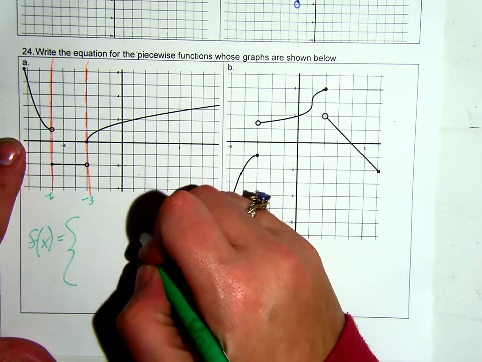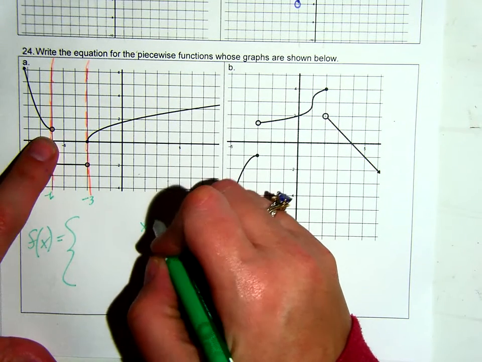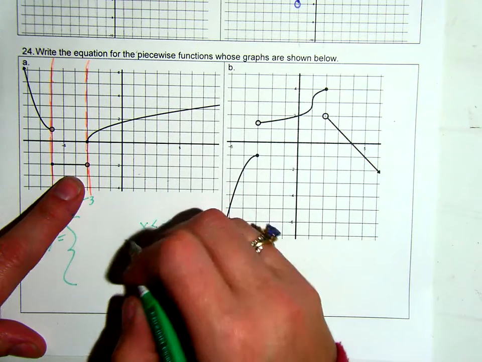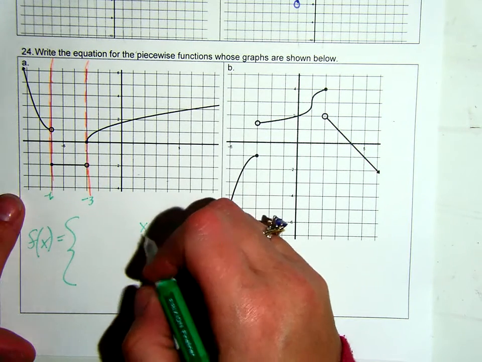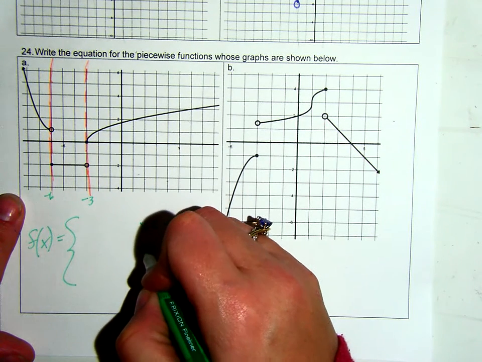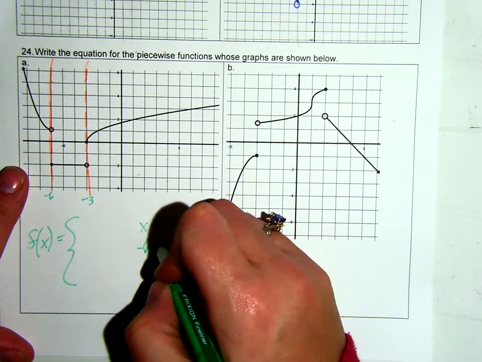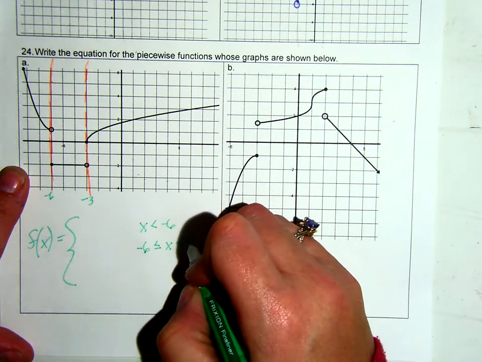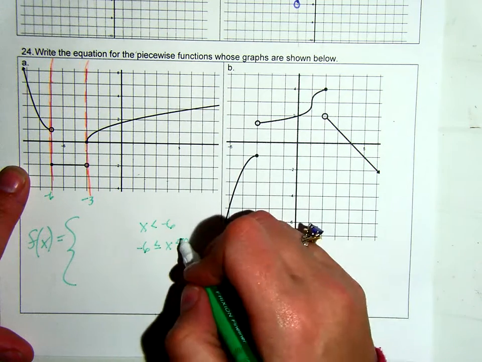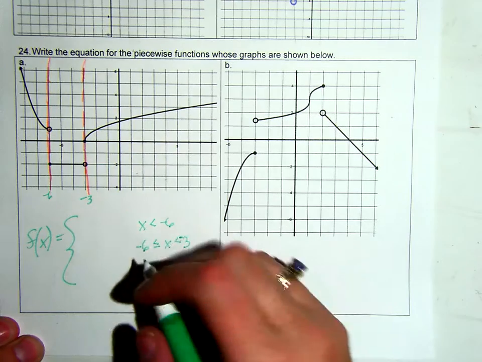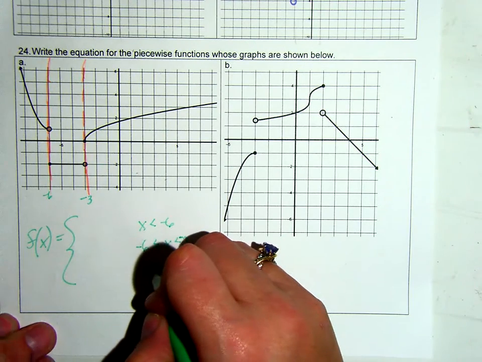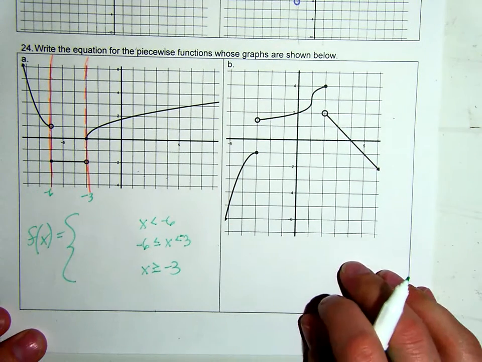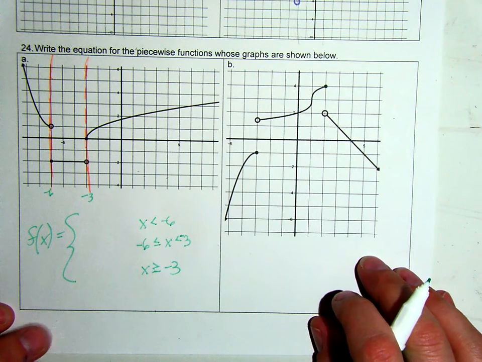This says x has to be, and it's an open circle, less than -6. Our next section is between -6 and -3. So -6, it's a closed circle, less than or equal to x, less than -3, sorry, -3. And our last section is x is greater than, closed, so equal to -3. Now we have to figure out each of the functions in those sections.